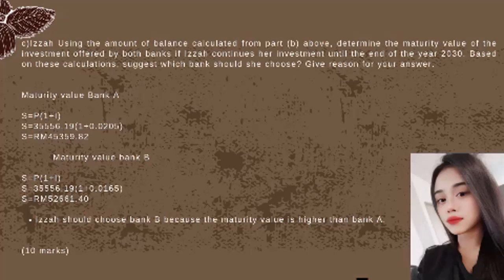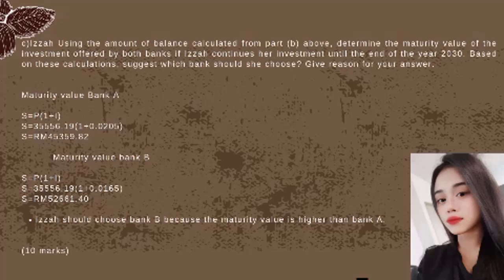So we're gonna find the maturity value of bank A. The formula we will use is S equal to P(1 + i)^n. So the step is S equal to 35,556 ringgit 90 cent (1 + 0.0205)^12. So the answer of S we will get is 45,359 ringgit 92 cent.